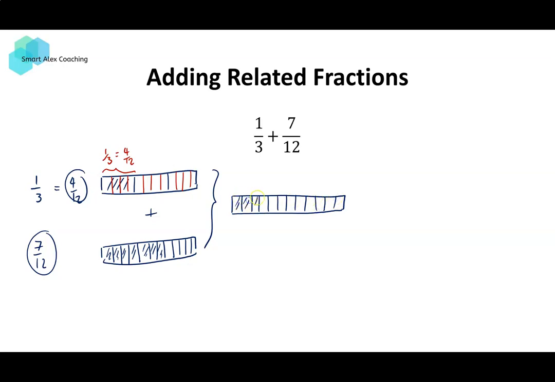So 1, 2, 3, 4, 5, 6, 7, 8, 9, 10, 11. 4/12 plus 7/12 is in fact 11 over 12.